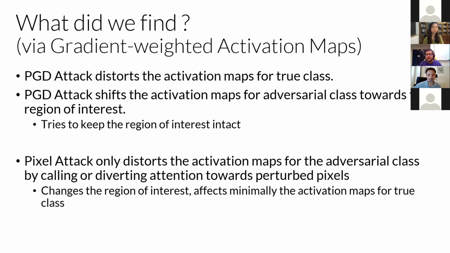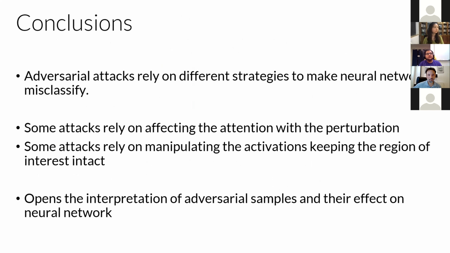But yeah, so in conclusion, the adversarial attacks rely on very different strategies to make the neural network misclassify. Some attacks rely on affecting the activation with the perturbation, while some rely on the manipulation of these activations for keeping the region of interest intact. This opens up the interpretation of the adversarial samples and their effect on the neural network. Moreover, we believe that this insight can help us to understand adversarial samples a bit more.